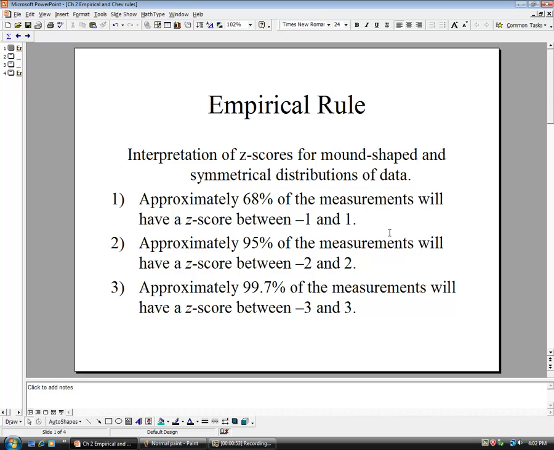Could certainly be off. Also, we're going to see 95% or thereabouts between -2 and 2. So 2 standard deviations below the mean and 2 standard deviations above the mean. And finally, almost all of the data will fall within 3 standard deviations of the mean, or about 99.7%.